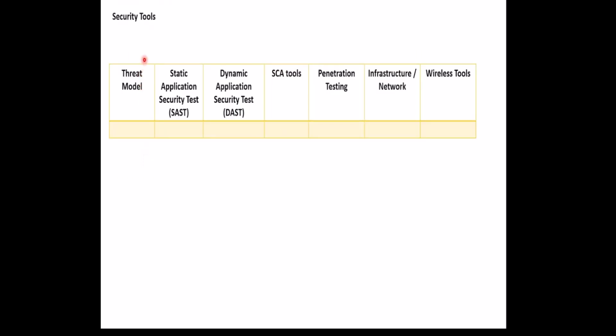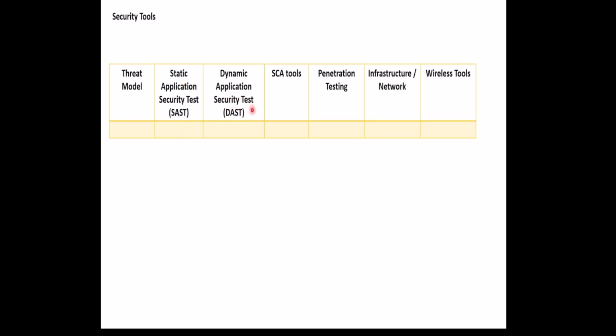Security tools. To execute the security activities, whether vulnerability assessment or penetration testing, we have tools. For example, to execute the threat model, we have open source tools as well as licensed tools. We can see some demos on open source tools for executing the threat model. Then static application security testing: here also we have proprietary tools as well as open source tools. We can see some demos on the open source tools, how to execute static application security testing, how to identify the security issues in the source code and how to fix them.